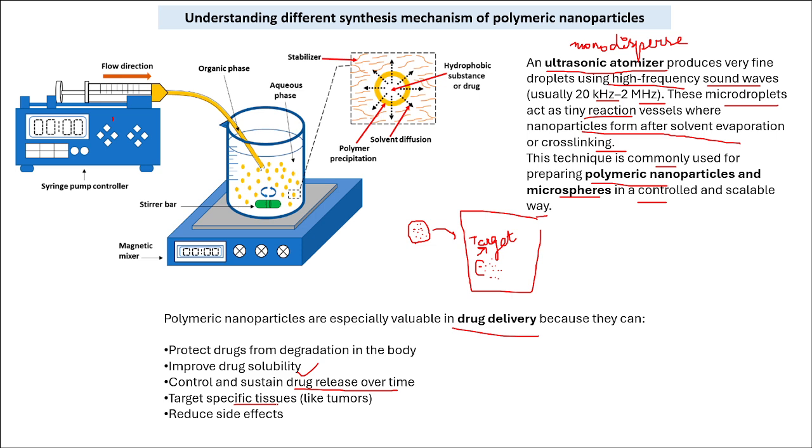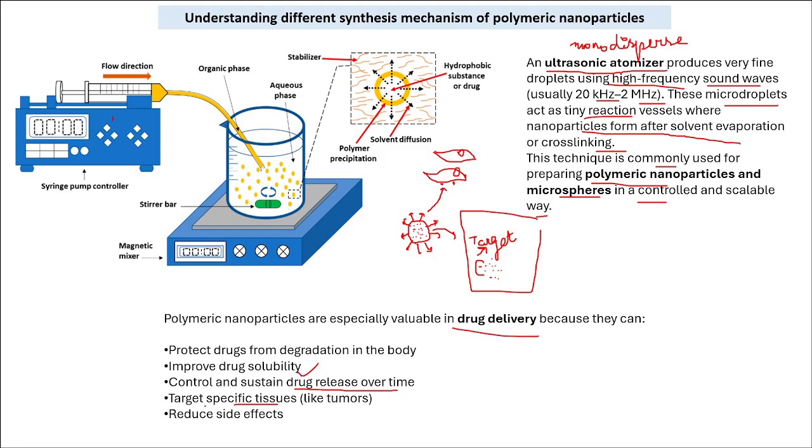Then, target specific tissues like tumors. Suppose you have this nanoparticle, you loaded some anti-cancer drug in it, and then you added some precursor molecules or receptors. Suppose these receptors with which you have surface functionalized these nanoparticles, you have attached on the surface of these nanoparticles, they have a tendency to go and specifically target cancer cells. Suppose some of the molecules which are overexpressed on these cancer cells, these target molecules go and bind here.